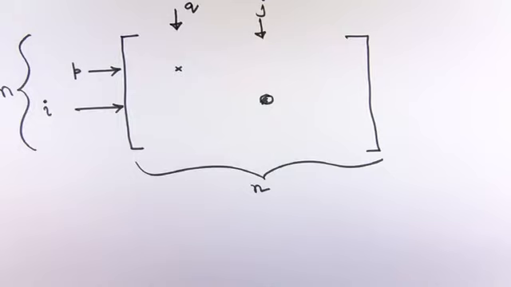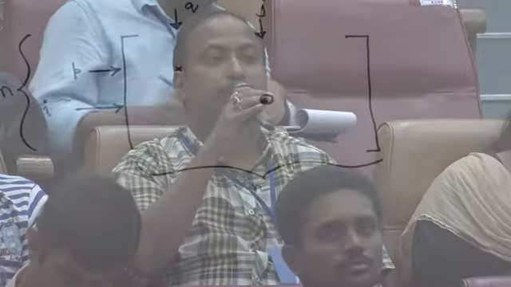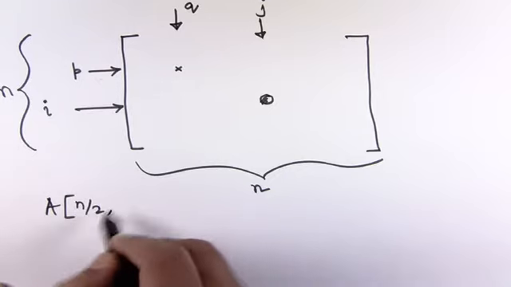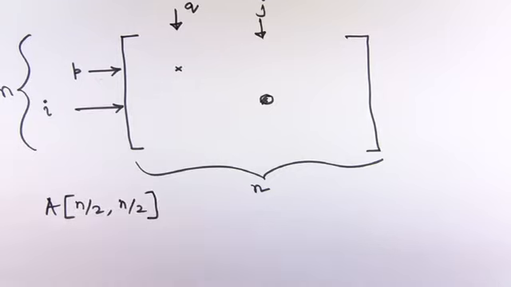Okay. So how do you do it? You will divide it into 4 quadrants. First, I will search with A at n by 2 position, that means the middle of the matrix.